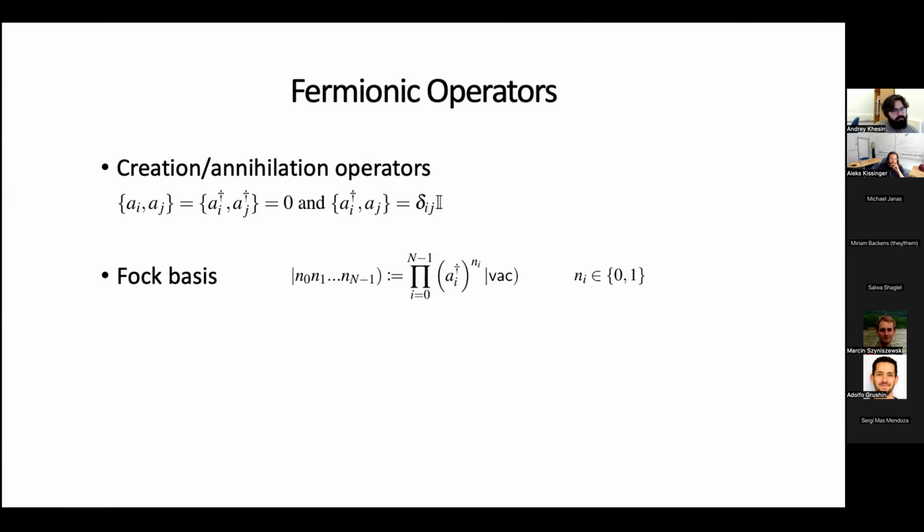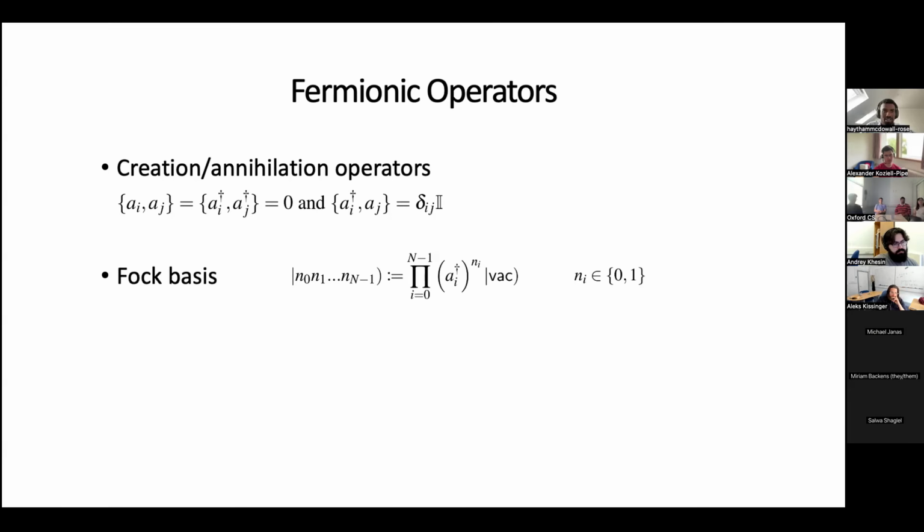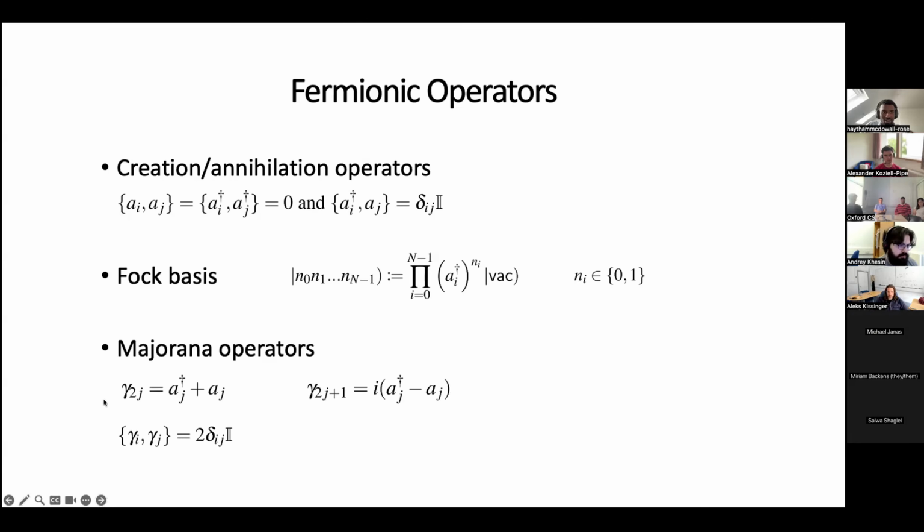So what I've described here is one way of representing a fermionic system, via having N creation operators and N annihilation operators. Equivalently, we can change our perspective a little bit and work with these so-called Majorana operators, which we also have 2N of. It's just that instead, we map them like this.